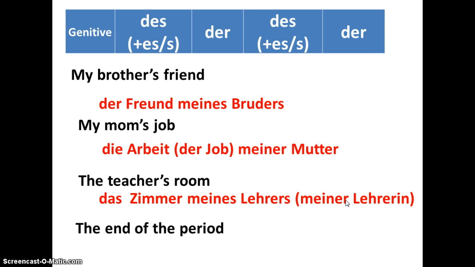The end of the period, okay? I used, the end is the word das Ende, and period is the word die Stunde, okay? So you're going to say the end of the period. Pause here and give it a try on your own. The answer that I came up with is das Ende der Stunde. Stunde is a feminine word. It ends in E. That's how I came up with der.